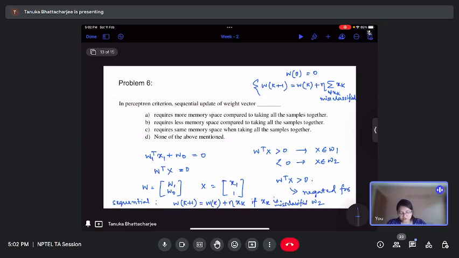But the only benefit for which this is designed is that it requires less memory space compared to taking all the samples together. So this is one version of the perceptron algorithm that is generally applied in practice, the sequential version. This is how we compute it.